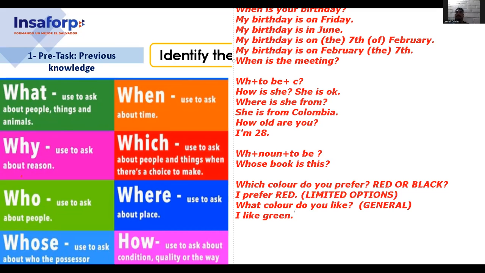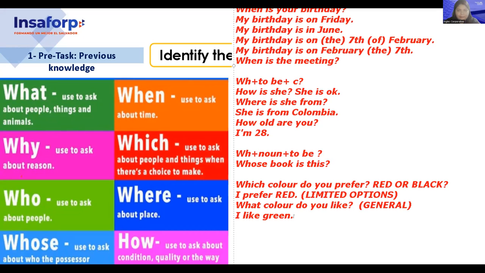En cambio con what, puede ser una pregunta abierta. Puede estarle mostrando a usted cierta cantidad de zapatos, de camisas, de lo que sea, o de colores, y usted puede elegir cualquiera. Entonces, el significado puede ser qué o cuál con el caso de what. Which significa cuál.